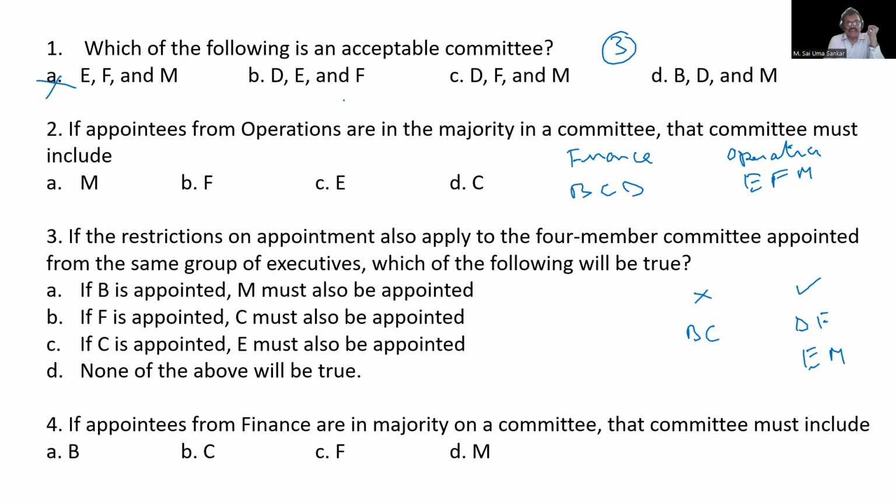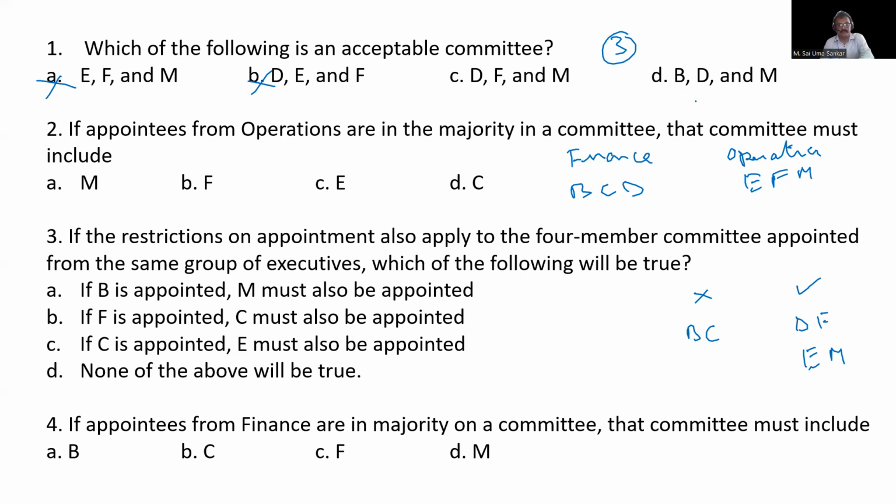Okay, now come to here. If D is there, F must be there. If E is there, M must be there. So what happened here? DF is there, but what about E? So this is not a correct answer. DF, that is okay. If M is there, E must be required. Okay, so that is not there. Next, BDM.